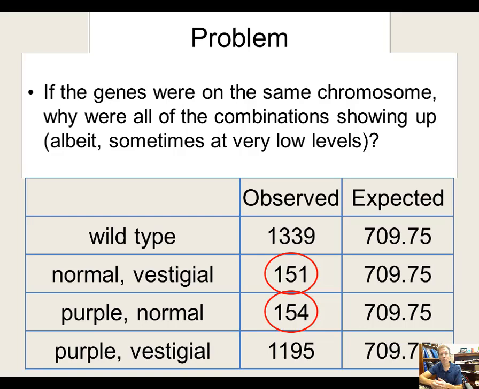But if you remember from the tables that I showed you, the other phenotypes were showing up, but just at a really reduced number. So they must show up somehow. How do you get these numbers? So one mutation, the vestigial, but the normal eyes are showing up at much reduced numbers. So what's going on there?